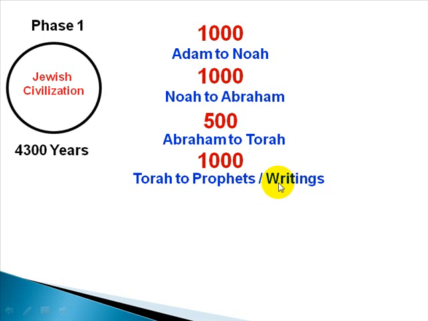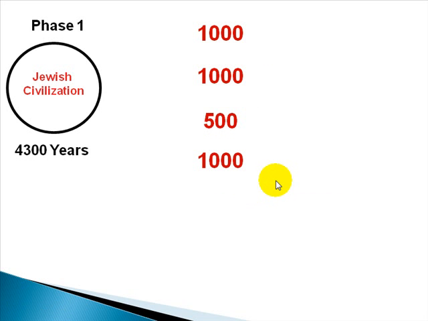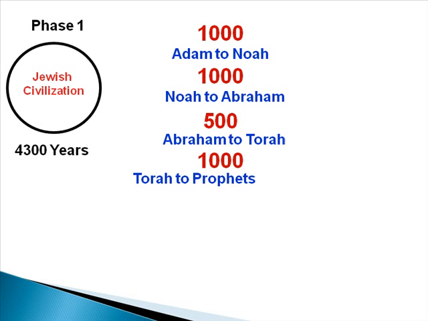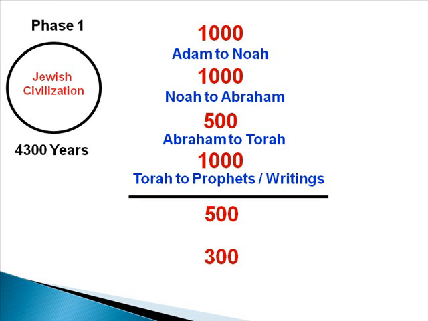So that's 1,000 years. So once again, just to review, 1,000 years from Adam to Noah, 1,000 years from Noah to Abraham. It was 500 years from Abraham to the giving of the Torah at Mount Sinai, and that's going to be 1,000 years until we have all the books of the prophets and the writings. That's 3,500 years right there. Now, to complete the 4,300 years, we have 800 more years to go. So here goes. All you have to do is remember these two numbers: 500, 300, 500, 300.